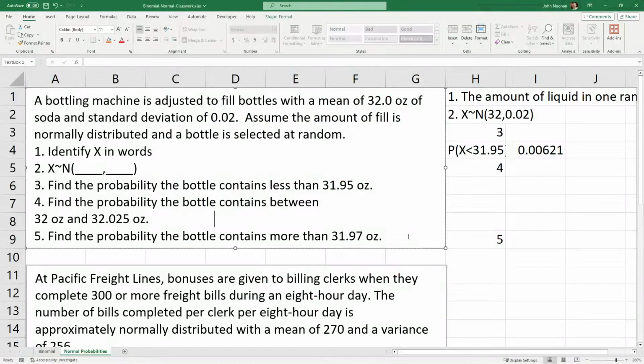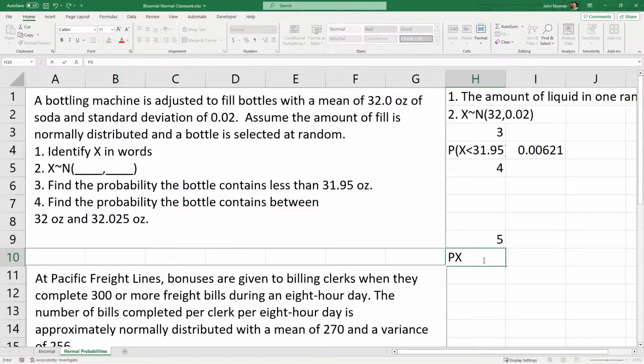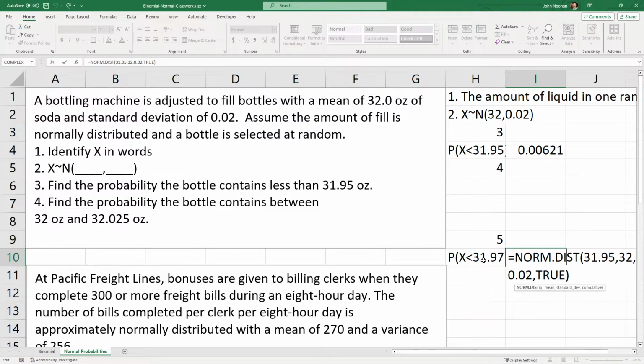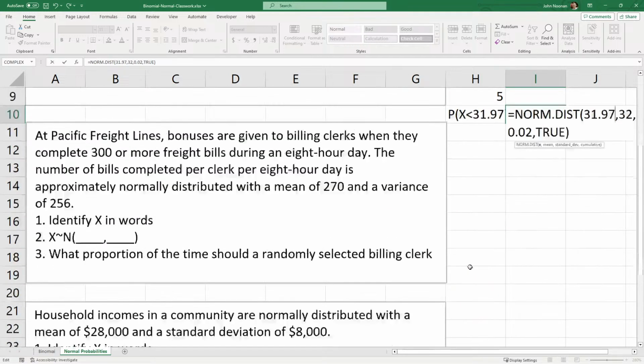So let's go ahead and do this. So number 5, here's the trick, is I'm going to do the probability that x is less than 31.97. To do that, I need another parenthesis, don't I? Let me fix it. There we go. So to do that, I could just copy this. Check it out. I'm going to copy, Control-C or Command-C if you're using a substandard computer, then Control-V. Anyway, I can just go and change this number to 31.97. And that's going to get me the probability that you are to the left of 31.97.